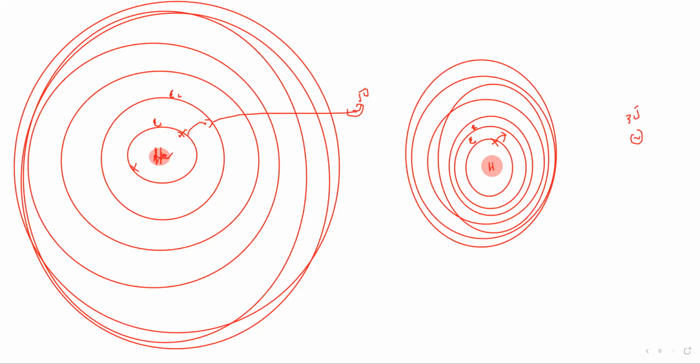Or using a line spectrum, we can also tell the composition of stars, like what elements are present in a specific star. Because it is difficult to draw all the shells, we draw horizontally in this manner, which is easy to draw. So 1, 2, 3, 4, 5, 6, 7. So there are 7 shells.